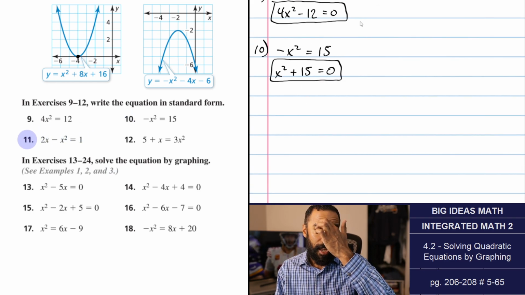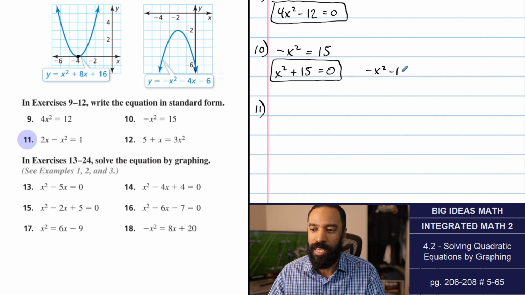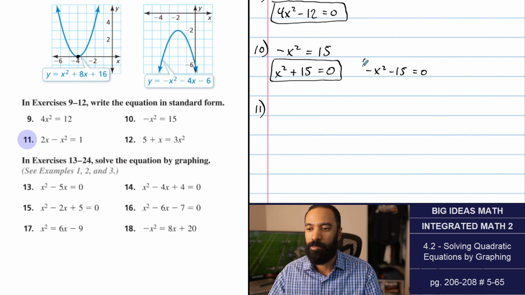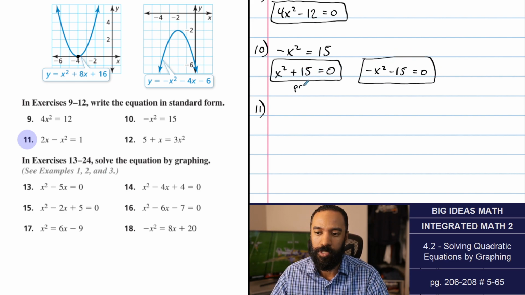Number 11, I think it's kind of the same thing right here. And again, there's more than one answer, so let me put the other one. This is fine, subtracting 15 over from both sides, but I'm really going to prefer this one, so I'll say preferred here.